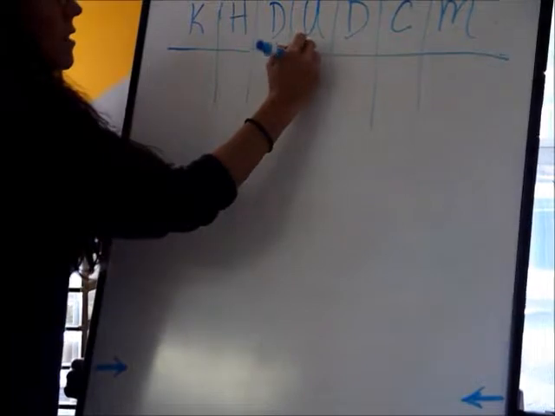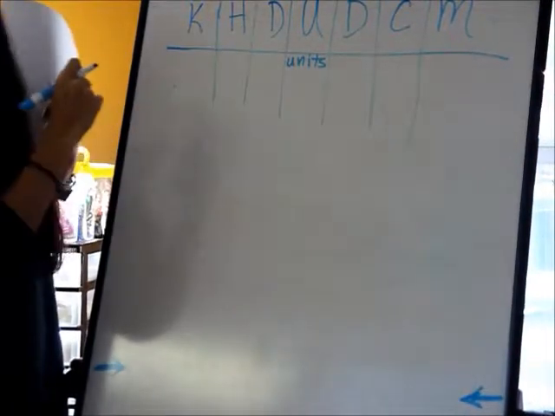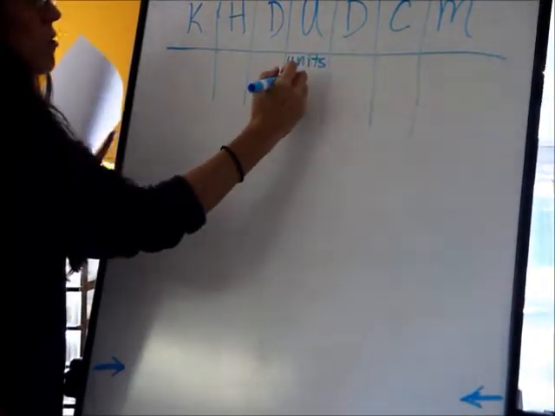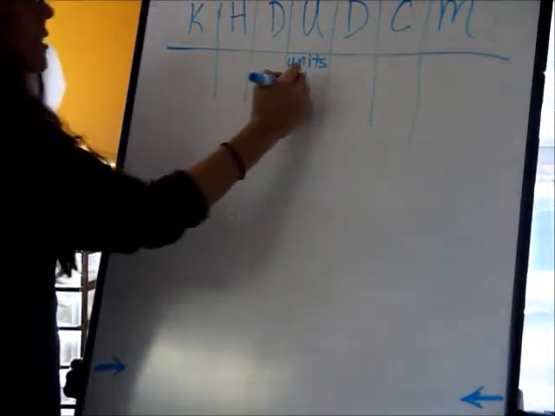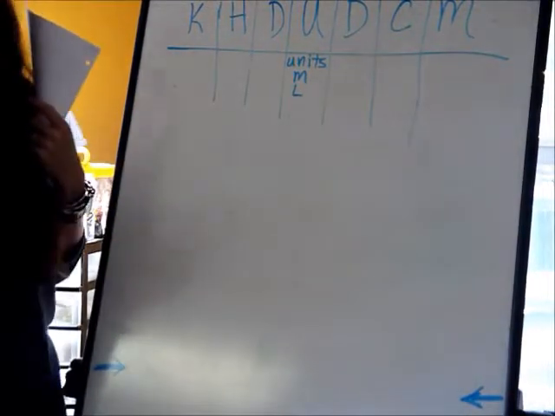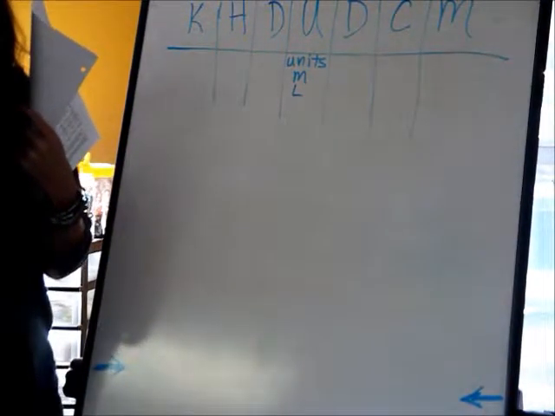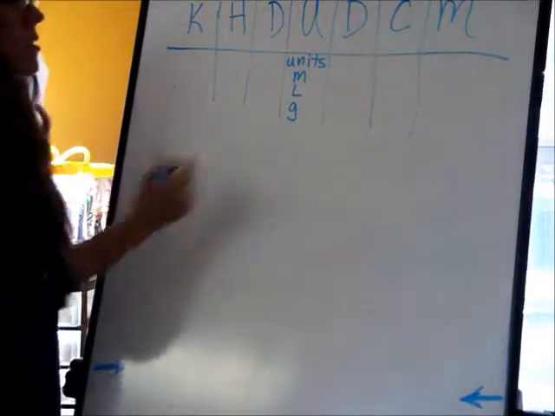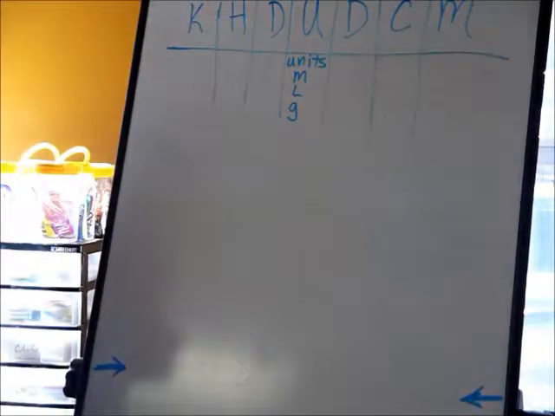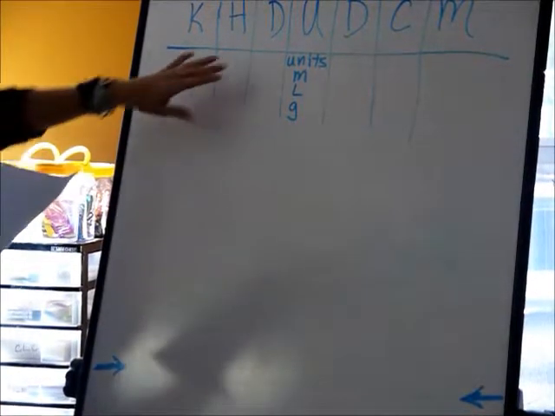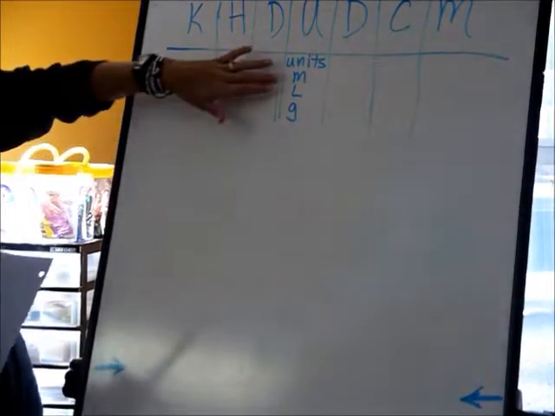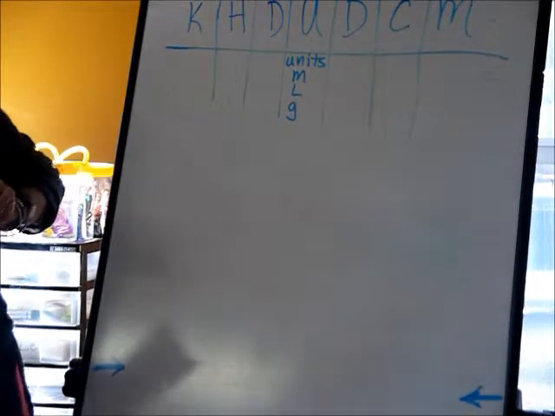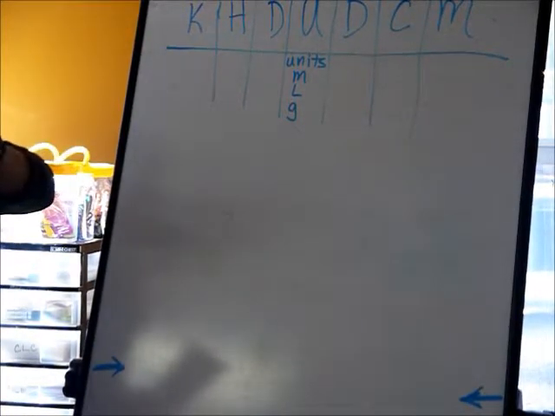This is units. If we're dealing with meters, you might have meters, what else? Meters is length. Liters. Liters is volume. Grams. Grams are for mass. Weight? Mass, yes. Good question. So we're dealing mainly with meters, liters, and grams. This works for all 3 of those.